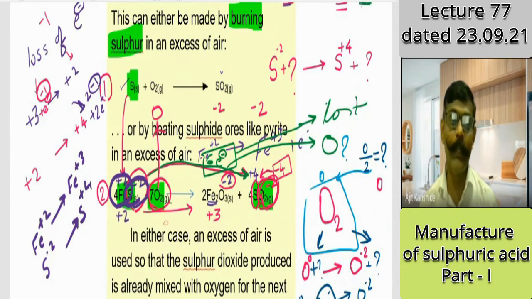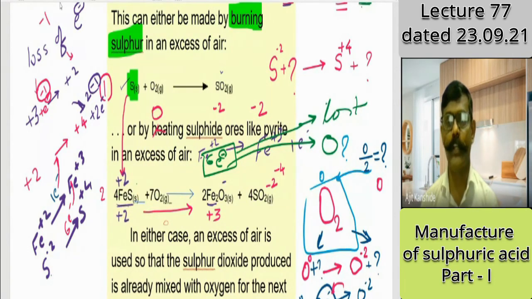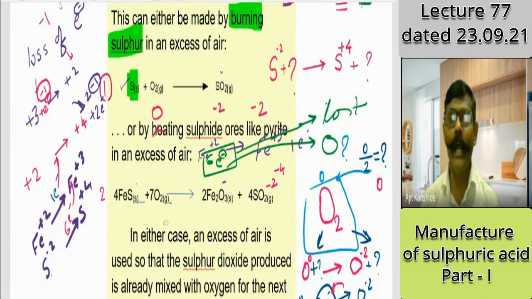While converting ferrous to ferric is a game of 1 electron, converting S minus 2 to S plus 4 is a game of 6 electrons. Here electrons are lost. Here electrons are gained. And because of that, the numbers are different. Now pay attention towards this reaction. How many ions are there on the left side? Left side I'm saying. Yes, how many ions are here? Fe means Fe plus 3. How many are there?